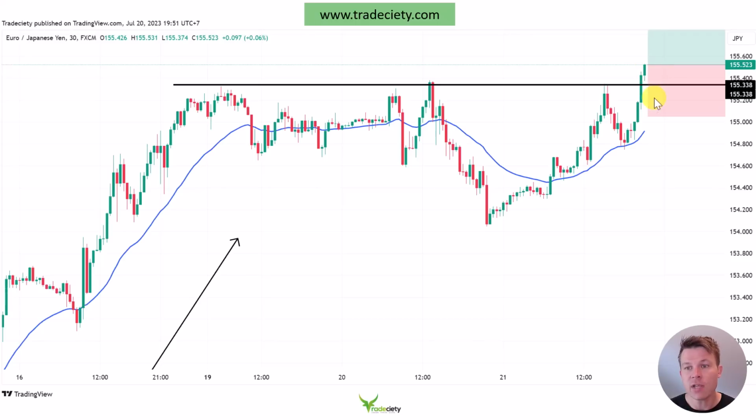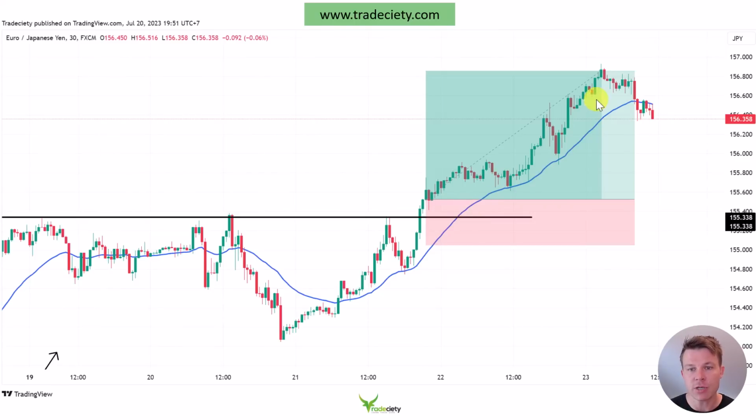If you get an entry here, then typically you want to put your stop loss either all the way here below that, or maybe some traders also chose to put their stop loss below the breakout candle. Then you can see the continuation happened and the market continued the uptrend that we have already seen here previously.